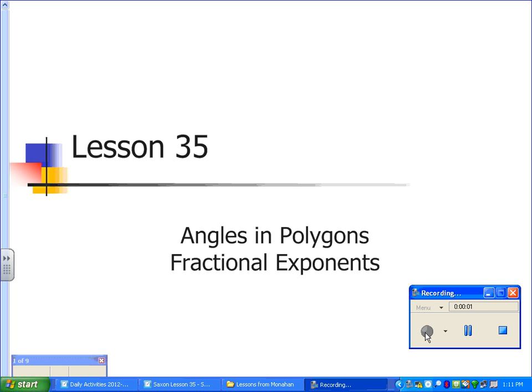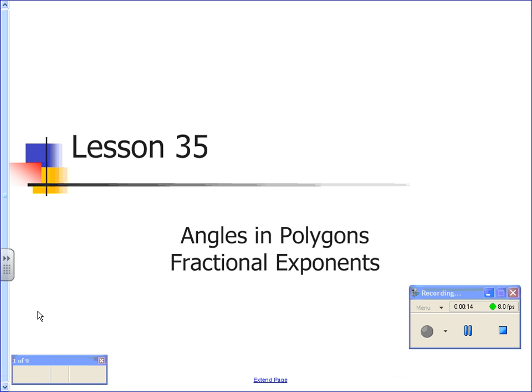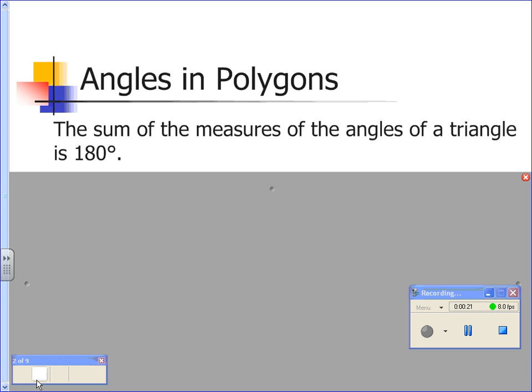All right, we're looking at angles and polygons, and then we're going to look at fractional exponents. All right, so the sum of the measures of the angles in a triangle is 180 degrees. You knew that, right? Triangle angles always add up to 180 degrees.